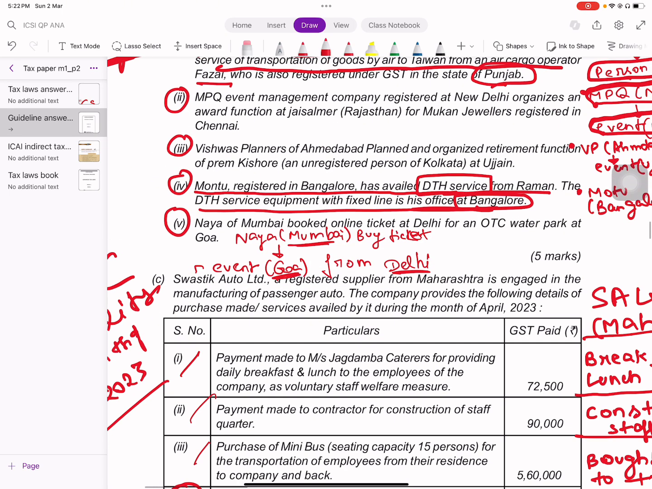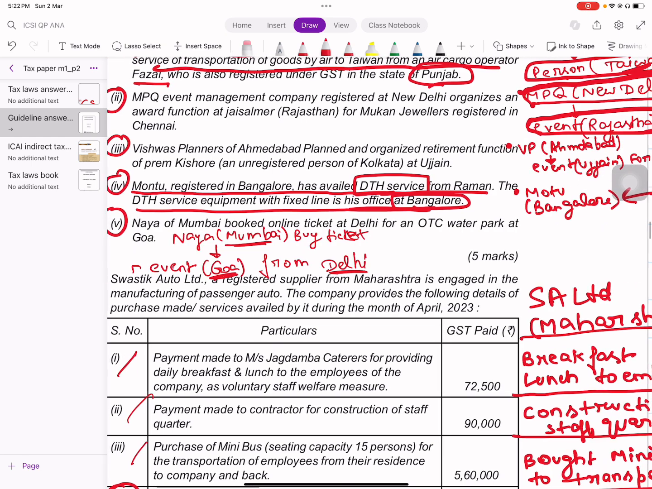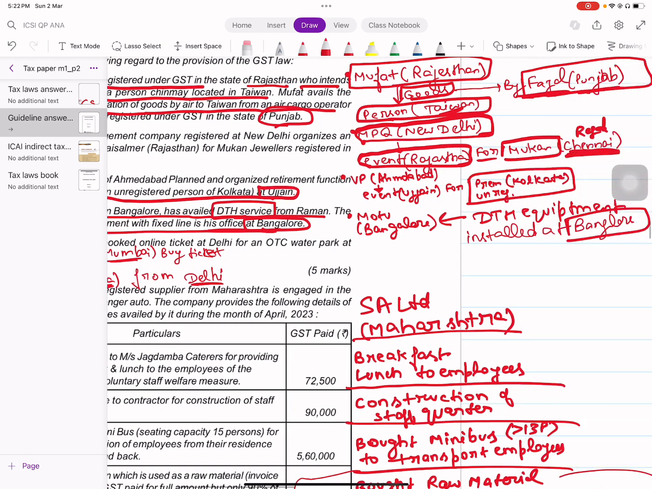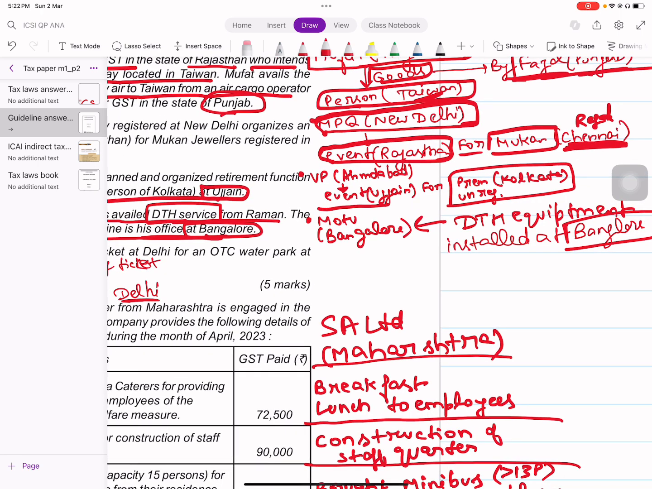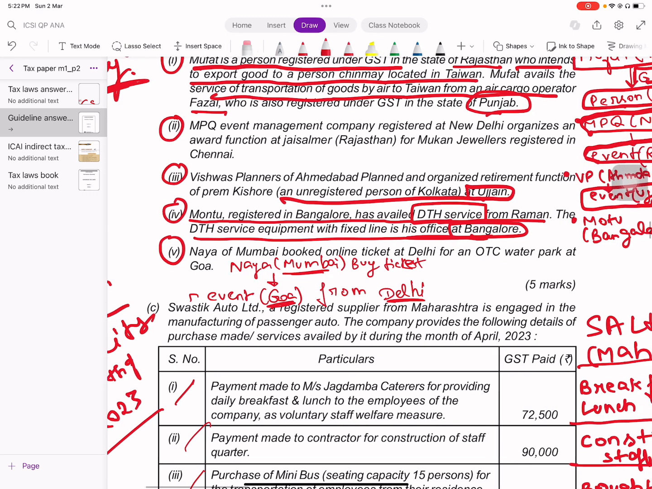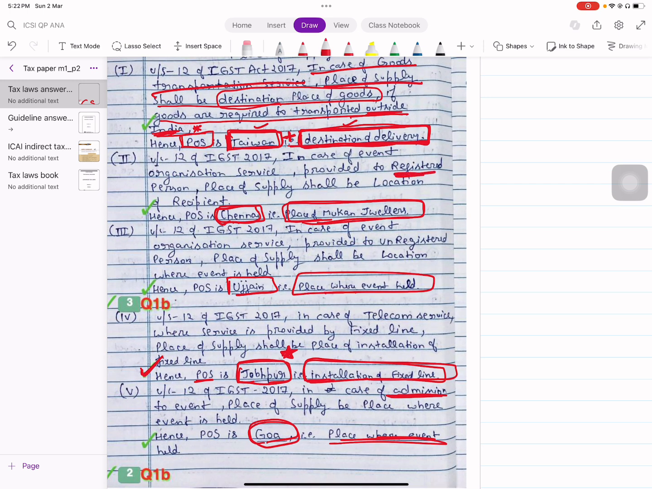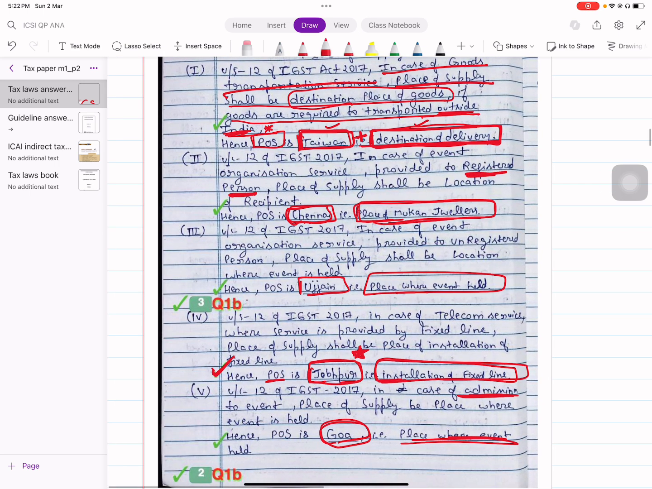In the third transaction, Vishwas Planners of Ahmedabad planned and organized a retirement function of Prem Kishore, an unregistered person of Kolkata, at Ujjain. So VP Ahmedabad held the event at Ujjain for Prem Kolkata, an unregistered person. Now there is a difference in provisions for place of supply in case the recipient is registered and unregistered. If the recipient is registered, then it will be the place of the recipient. However, if the recipient is not registered, then it will be the place where the event is held, that is Ujjain.